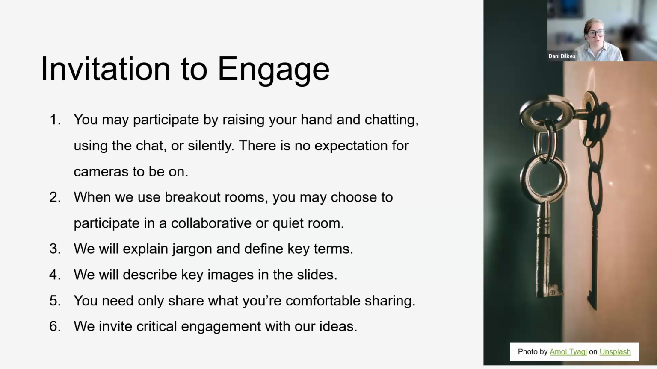So when there are breakout rooms, if you wish to work in a quiet room, that's great. And if you just want to be here to listen to the conversation, that's a wonderful way to participate. When we do use breakout rooms, you may choose to participate either in a collaborative or a quiet room.